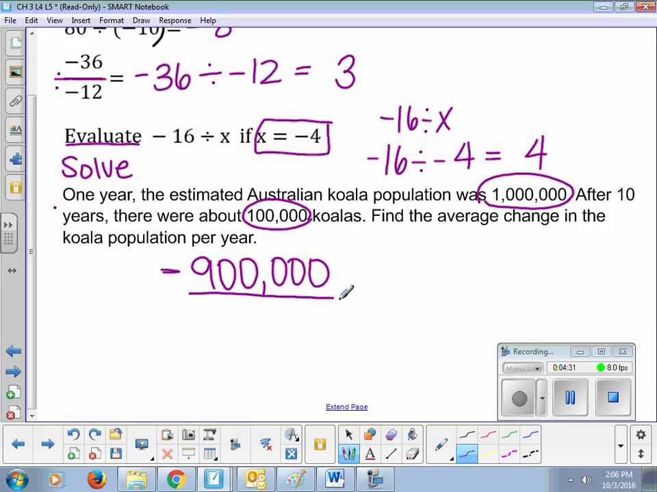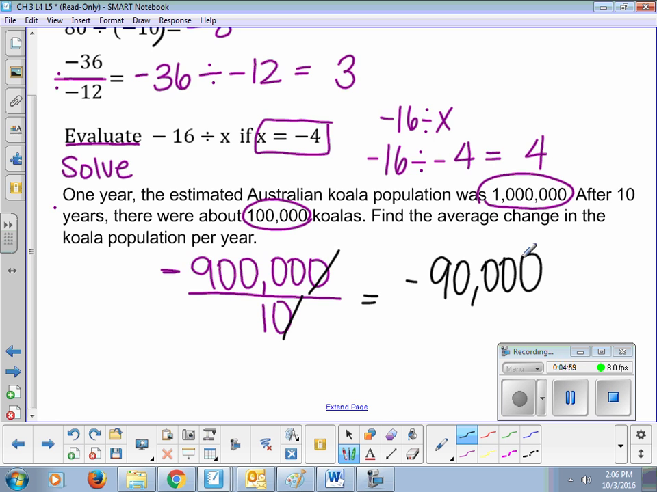And over how many years did that happen? 10. So we're going to divide by 10. When you divide by 10 and both of your numbers end in 0, you can cancel out a 0. And what are we left with? 90,000. So each year, the koala population decreases by 90,000 koalas.